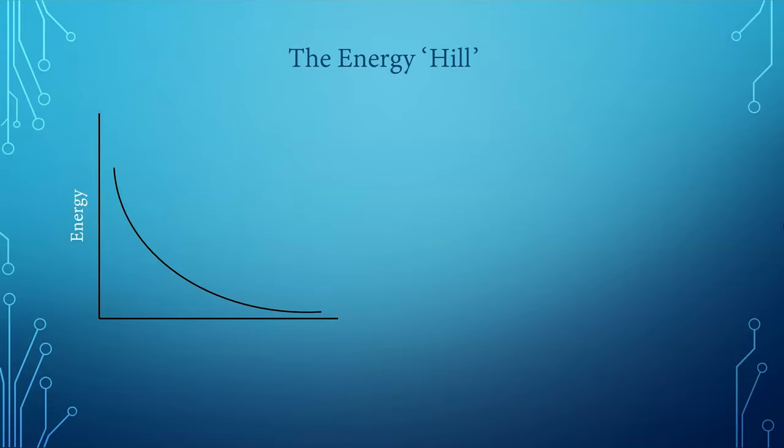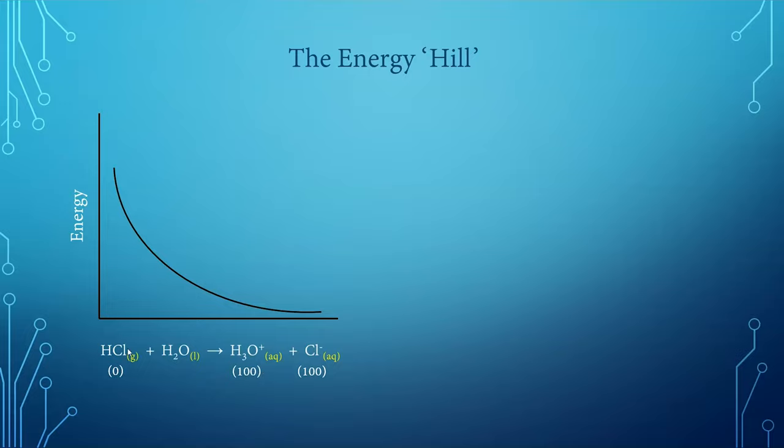Back in Chapter 11, I introduced this idea of what we call the energy hill. Back in that chapter, we were looking at electrons going up and down the hill, but the fact is we can put basically anything on the energy hill, including chemical reactions. Chemical reactions always want to go in a particular direction, and that, of course, is going to be in the downhill direction.